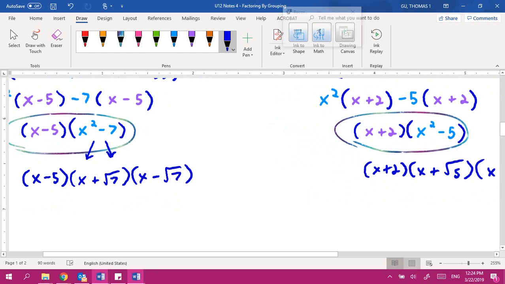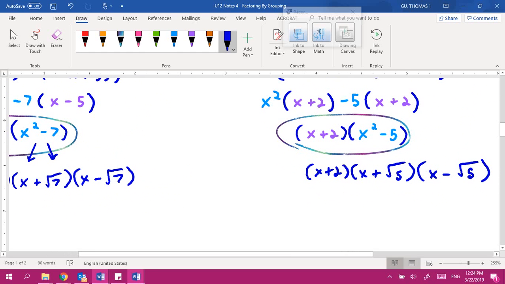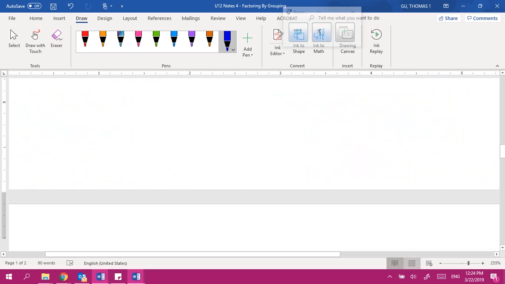All right, so speaking of that, if I wanted to solve for x, what would I have to do? Yeah, you set them equal to 0, that's right. And that's what we're going to do on these next two examples. So turn your page over.